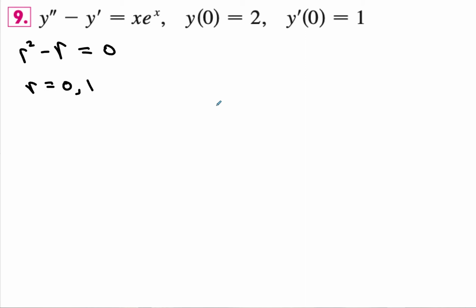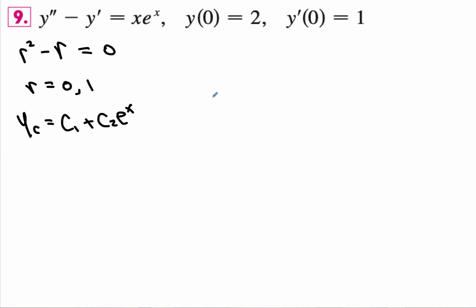Now, those two will give us a complementary solution, which is equal to, for 0, c sub 1, and for 1, plus c sub 2 e to the x. So that's the first step.